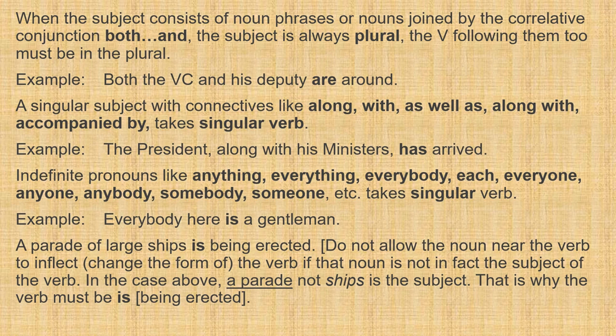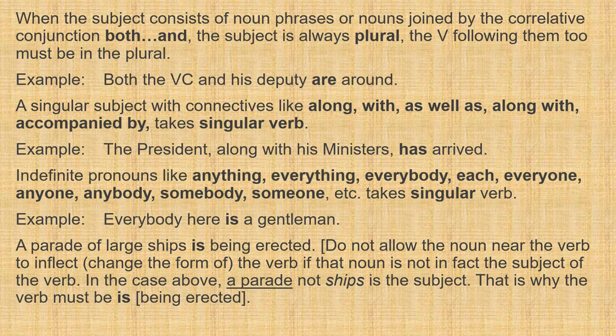We have spoken about determinants before. So the determinant here, which is an article A, is the one that is important. You're not talking of the ships. You're talking of a parade. So when I'm looking at it, don't be confused and don't allow the noun near the verb to inflect.